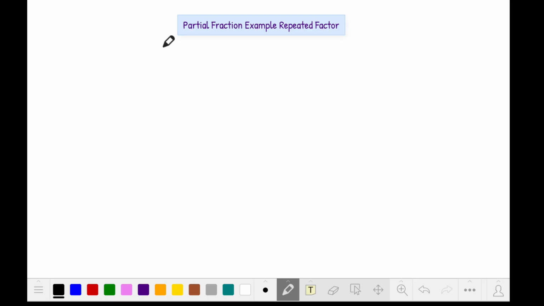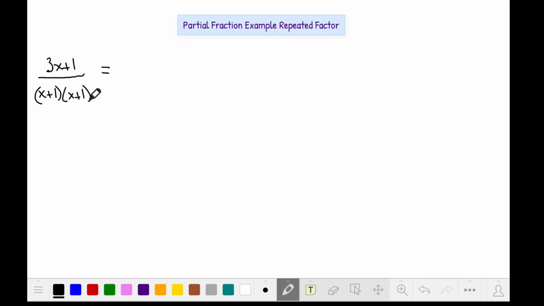All right, so we're going to start off with a simple example of a repeated factor. So we're going to have 3x plus 1 being divided by x plus 1 times x plus 1. And we need to figure out how we can break up this ugly fraction into a couple of smaller, easier fractions. So first things first, we've got to go through our checklist.